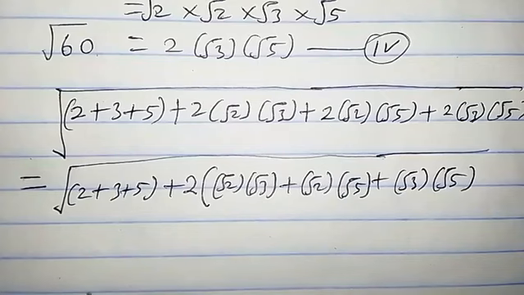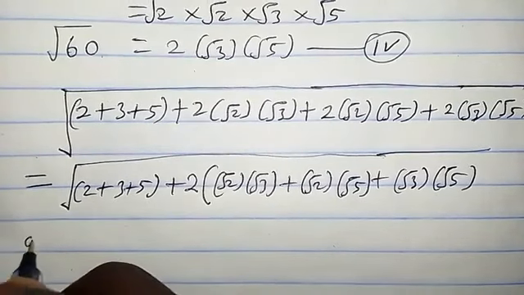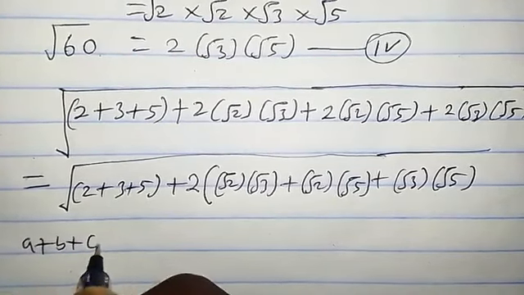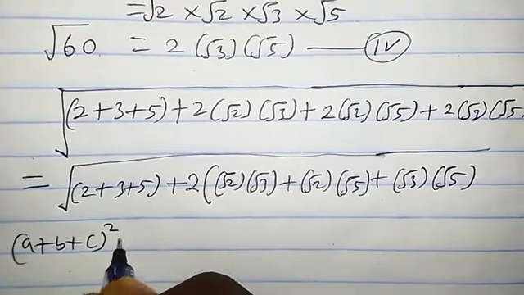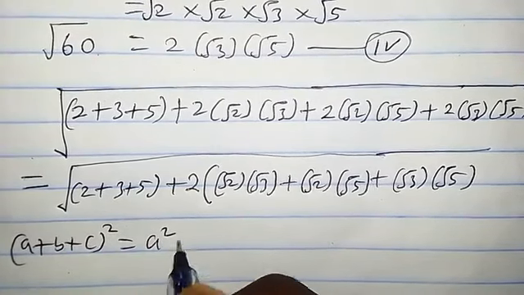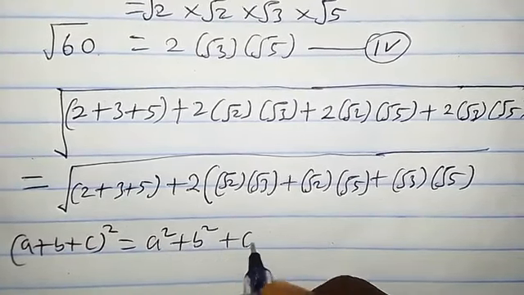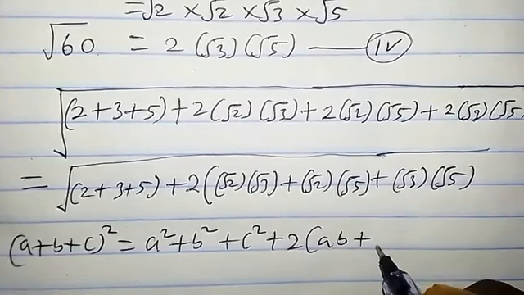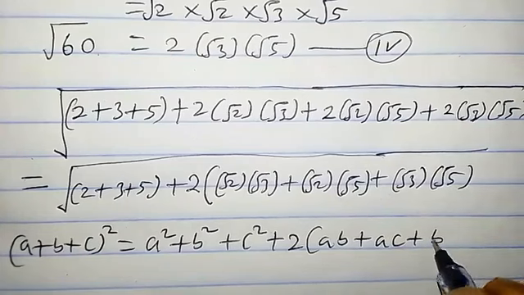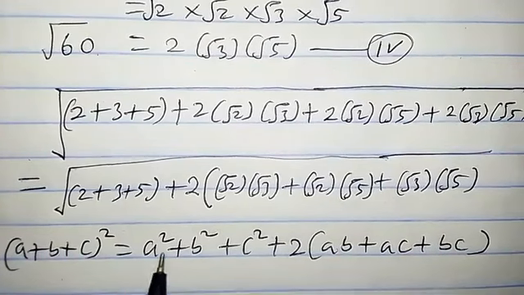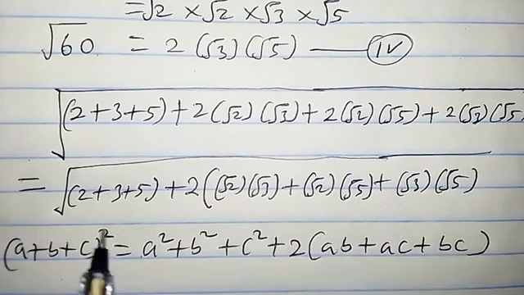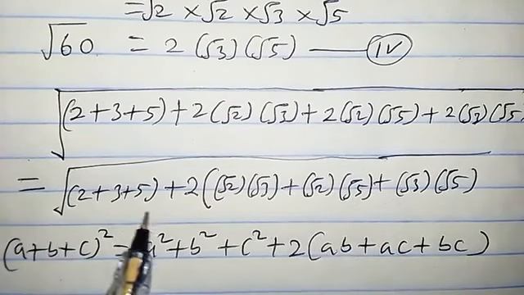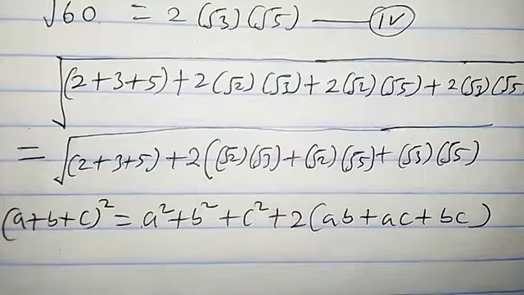Now we have to recall one property. Let's say we have a plus b plus c all squared. When we expand this guy, we're going to have a squared plus b squared plus c squared plus 2 into ab plus ac plus bc. By comparison, you observe that these guys are similar. So a squared is equals to 2, b squared is 3, and c squared is 5.